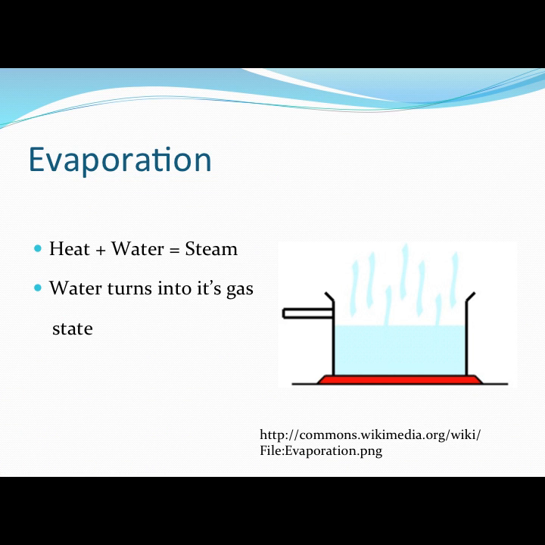Let's talk about evaporation. This is the first step in the water cycle. Evaporation is the process when water in its liquid form gets too hot and turns into a gas form. For example, the steam that comes from a boiling pot of water is a form of evaporation.